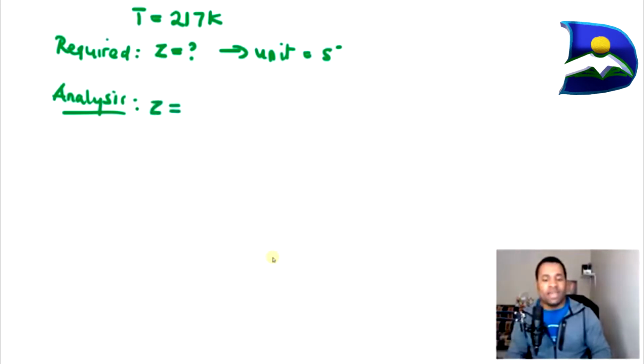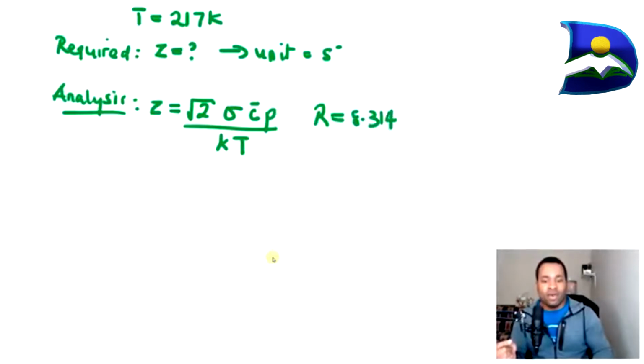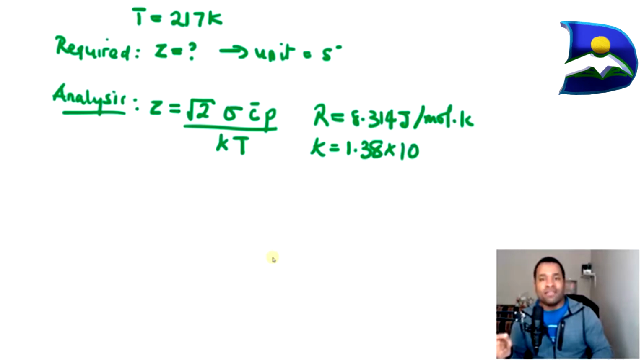Based on our analysis, since we're determining our specific collision frequency, we're going to introduce our R, which is equal to 8.314. Take note that the unit here is measured in joules per mole times kelvin, and the next one here is our Boltzmann's constant, which is represented as K, and it's equal to 1.38 times 10 to the negative 23, and the unit here is measured in joules per kelvin.